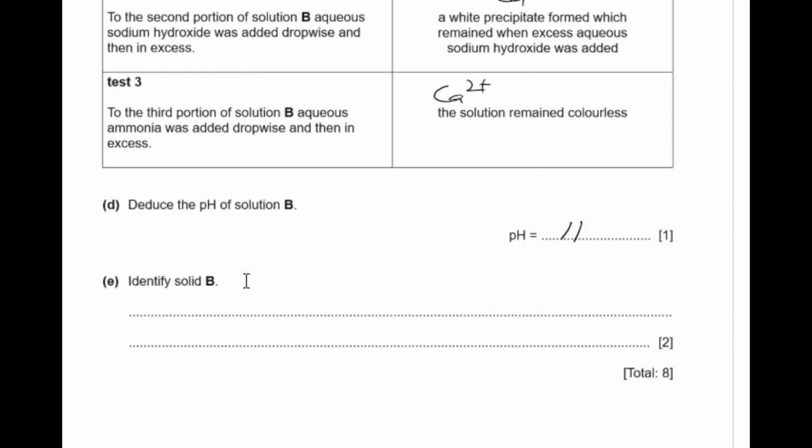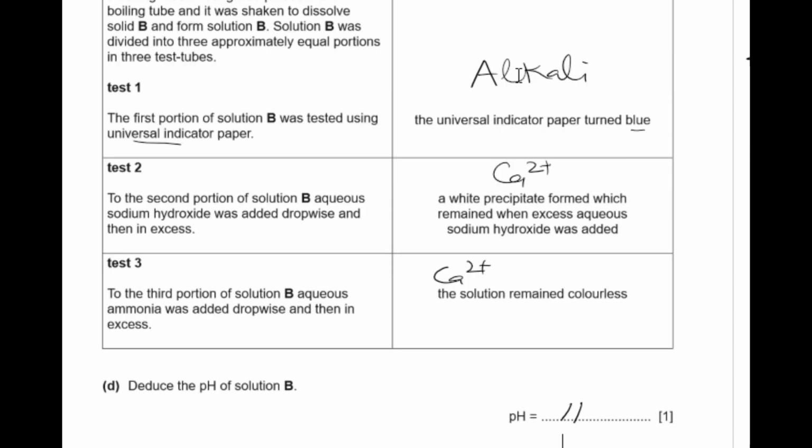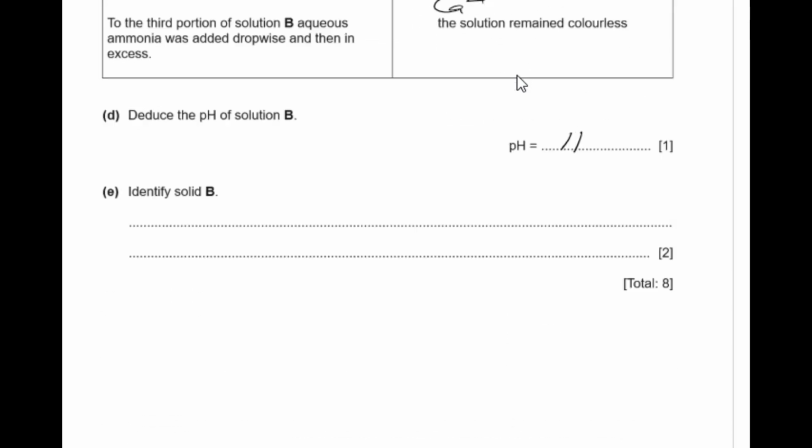Identify the solid B. As we identified that this is a compound of calcium, and in test 1 it is confirmed that this is an alkali. And alkalis are substances mostly containing hydroxide ions in them. So the solid would be calcium hydroxide.